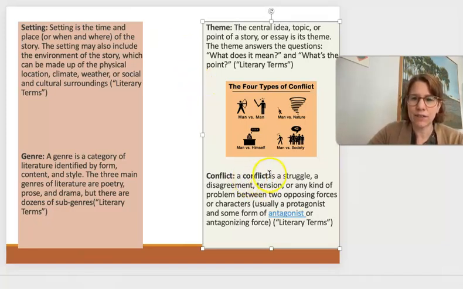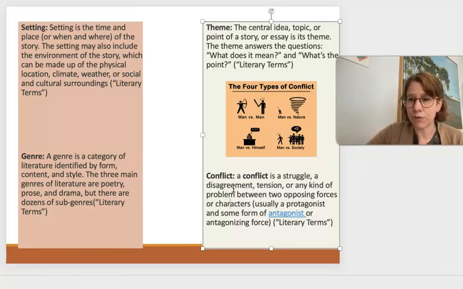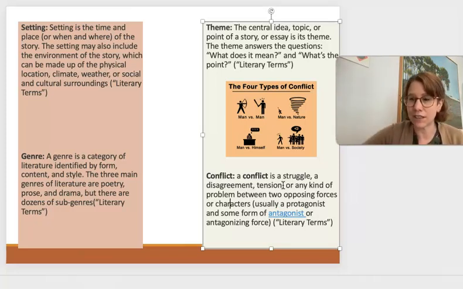And then we have conflict. This one's a little bit more straightforward. So every story, every work of fiction needs to have some kind of conflict in order to propel the characters forward through the plot or the storyline or narrative. So they have to have some sort of struggle, tension, disagreement, a problem. Something has to come up in the story to upset the balance and then set the character on a narrative arc of discovery or whatever it is that they're trying to do.